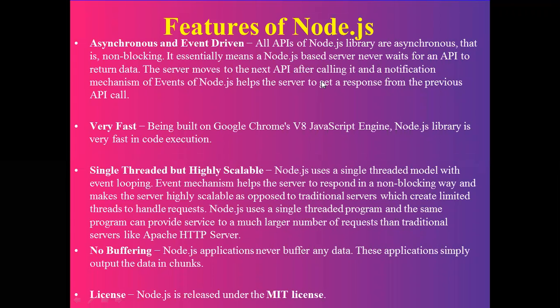So the next one is no buffering. That is, a Node.js application never buffers any data. There is no buffer here, so buffering does not take place. That's why these applications simply output the data in chunks. Then the last one is license. Node.js is released under the MIT license. This is the institute that offers the license for Node.js. Okay, these are the features of Node.js.